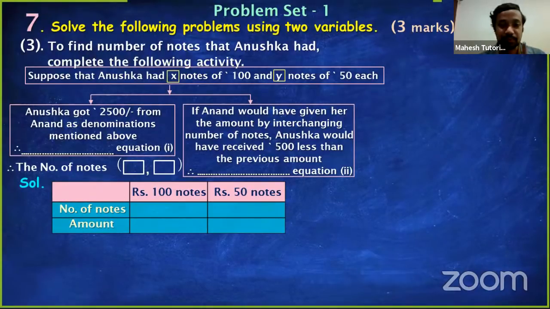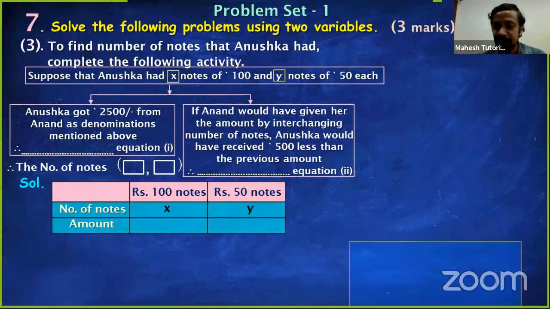Now tell me, students, as per the first statement, अनुष्का के पास 100 rupees वाले कितने notes है? X. तो 100 rupees वाले उसके पास X notes है. Now tell me, as per the first assumption statement, अनुष्का के पास 50 rupees वाले कितने notes है? Y. तो 50 rupees वाले Y notes है.